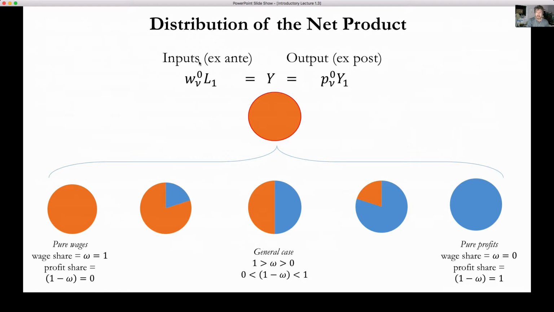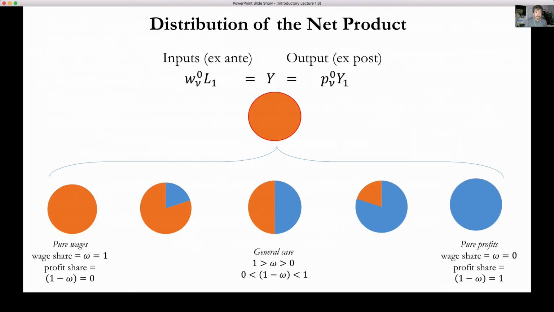The value of living labor is equal to the value of the net output. I set them both equal to Y. That's going to be your value added. And then what we're seeing here is a distribution of the value added from the pure wage regime to the pure profit regime. And you can see basically what's happening is we take our pie and then we divide portions of the pie between wages and profit.